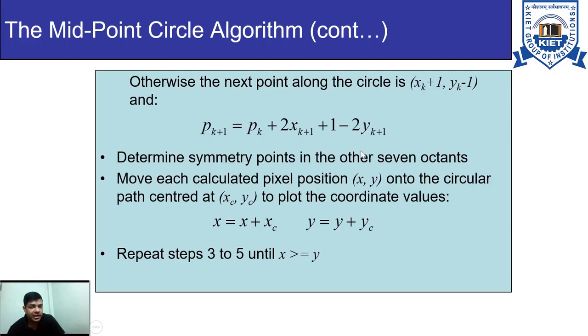Now the circle which we are drawing is at the origin. We have to shift the circle to the position xc comma yc. For that, we have to add the value of xc to the x value, and we have to add the value of yc to the y value, and we will continue this process until the value of x becomes either greater than or equal to y.